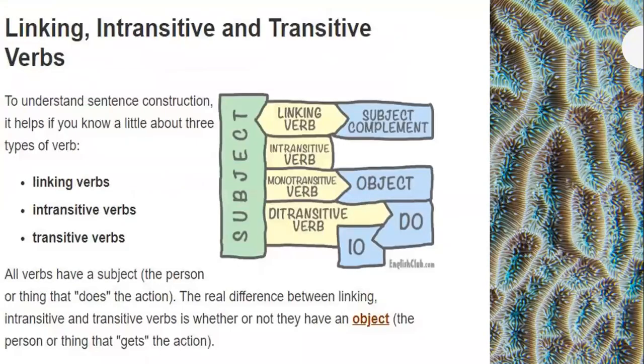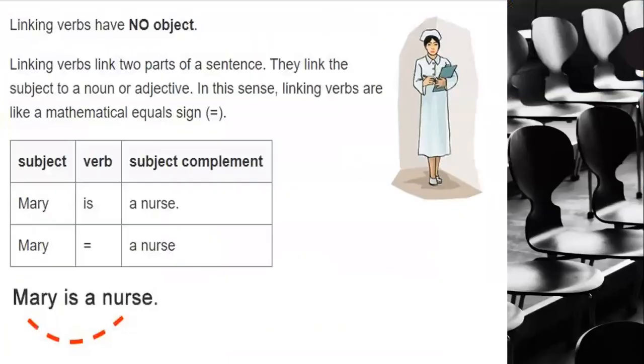So now you can link them, right? Linking verbs, intransitive verbs, transitive verbs. And what does this all mean? The real difference between intransitive and transitive verbs is whether or not they have an object. Linking verbs have no object. Linking verbs link two parts of a sentence. They link the subject to a noun or adjective. In this sense, linking verbs are like mathematical equal signs.